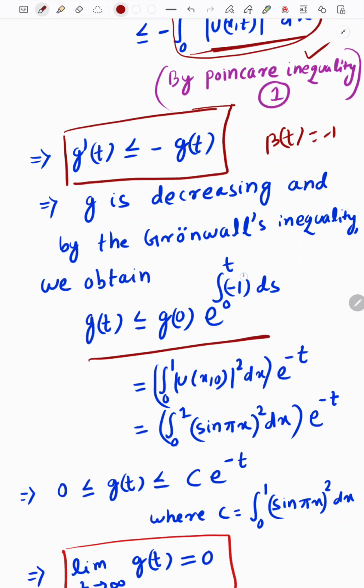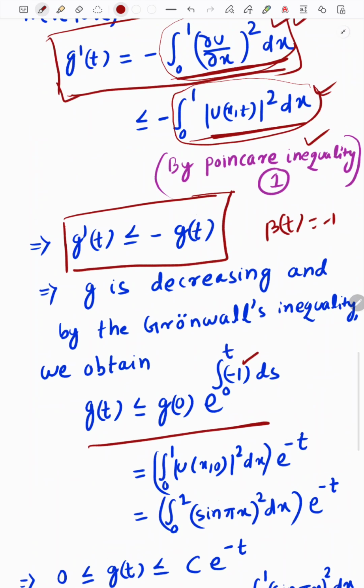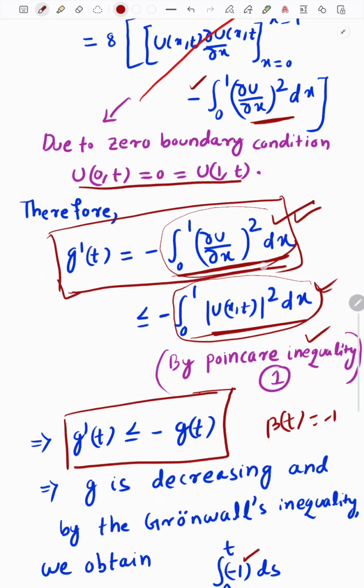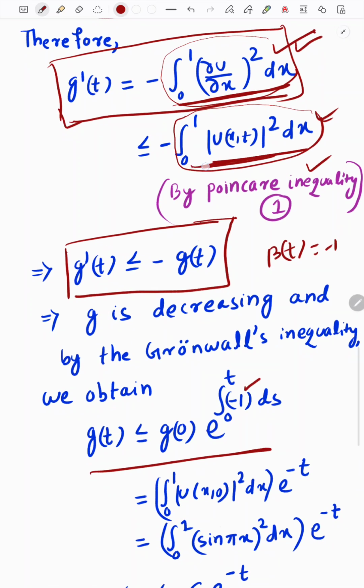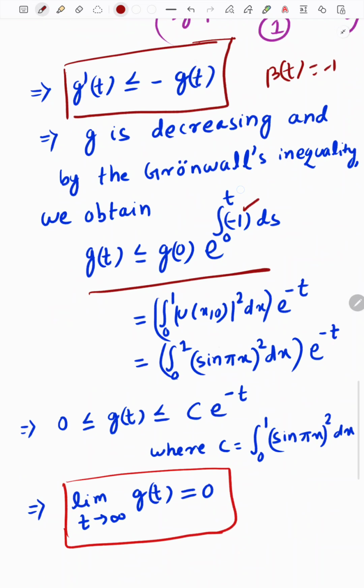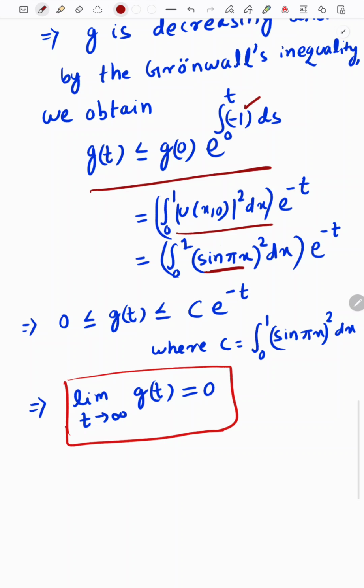Here integration of minus 1 ds, after integration, gives minus t and g of 0. If we put g of 0, our g function is this one. This is the g function g t, and here t equals 0, so it gives this function. And we know that u of x, 0, our initial data, is sin pi x, so it gives the integral of sin pi x whole square dx from 0 to 1, and it is a finite quantity, so we call it a number c. It is a constant, finite quantity, and this integration gives e to the minus t.